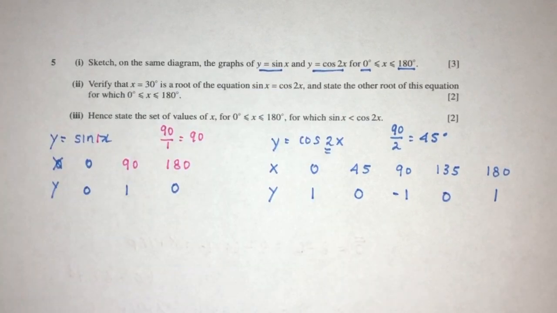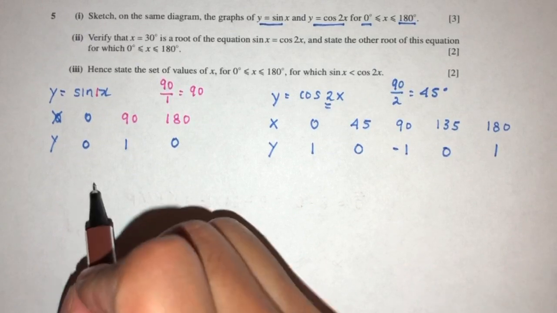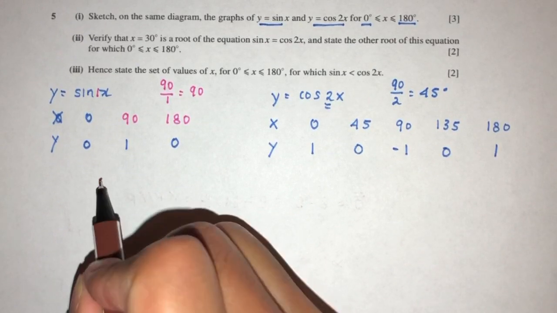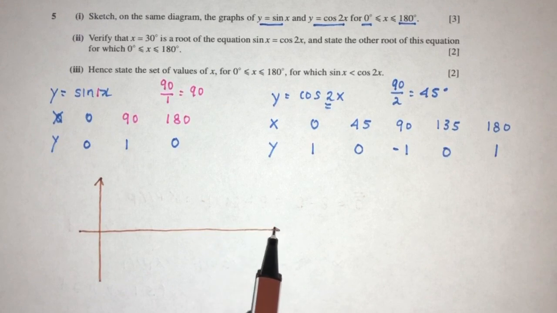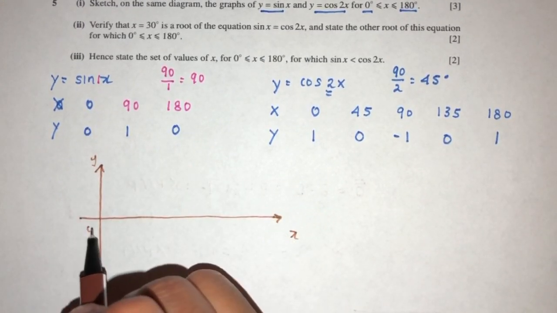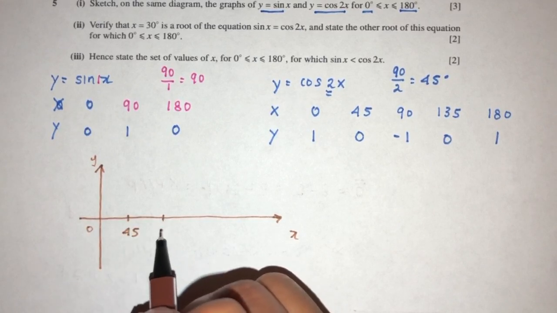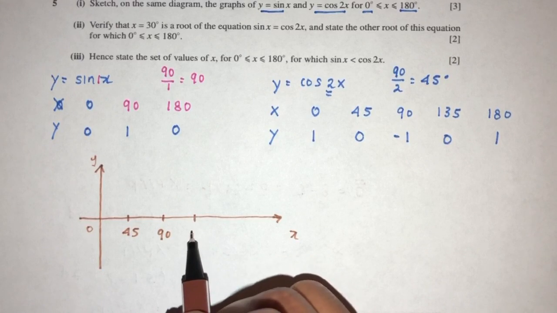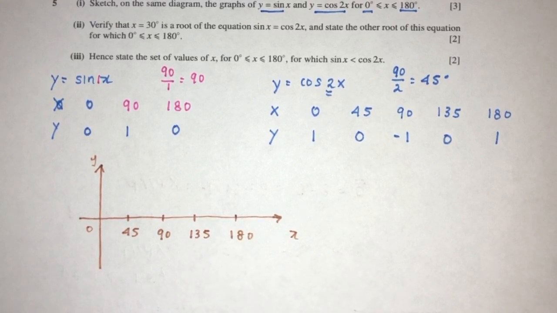Now, as you can see, we can plot the graph pretty easily. It is only a sketch, it doesn't need to be exact. However, I would recommend using a ruler regardless. That will be my x value, my y value. This is 0, this is 45, 90, 135, and 180. Let's say here we have 1, here we have minus 1.